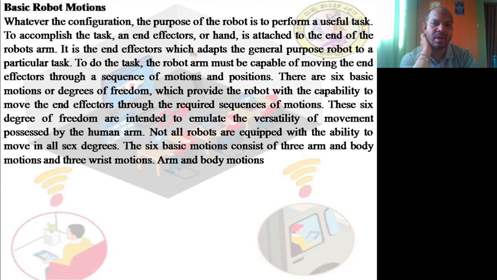To do this task, the robot arm must be capable of moving the end effector through a sequence of motions and positions. There are 6 basic motions or degrees of freedom which provide the robot with the capability to move the end effectors. Through the required sequences of motions, these 6 degrees of freedom are intended to emulate the versatility of movement possessed by the human arm. Not all robots are equipped with the ability to move in all 6 degrees. The six basic motions consist of three arm and body motions and three wrist motions.